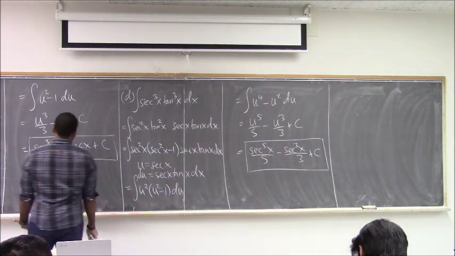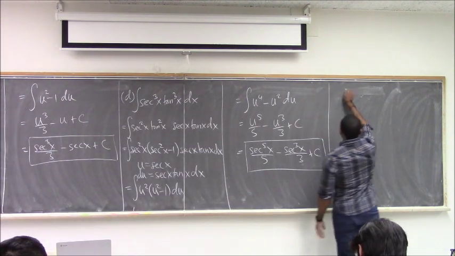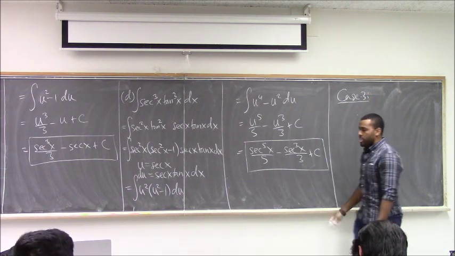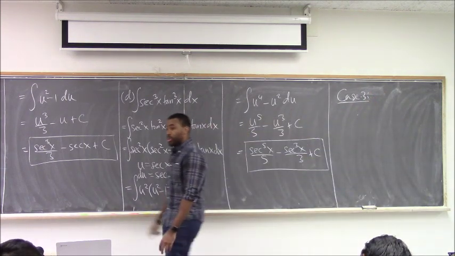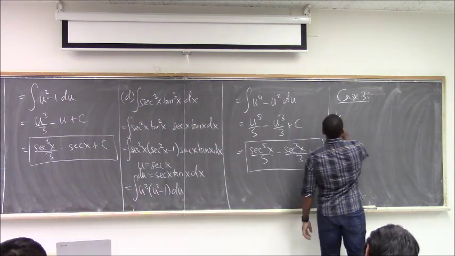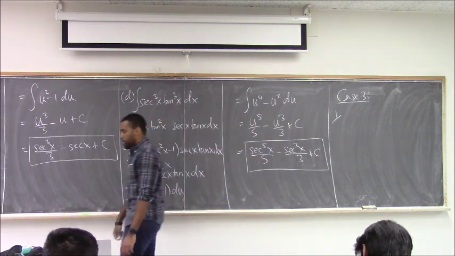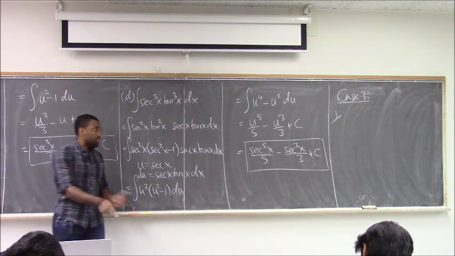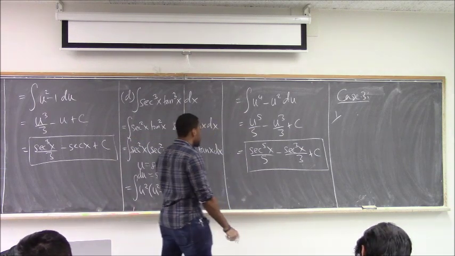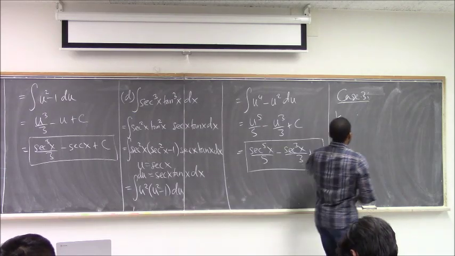Now case 3 is a little bit more interesting. You find yourself in case 3, you probably won't get bored as quickly. So here are the steps for case 3. If you're not in the case where you can save an even power of secant, or you can save a factor of secant tangent and change all the other guys to secants, you find yourself in case 3. So here's what you can do in case 3.